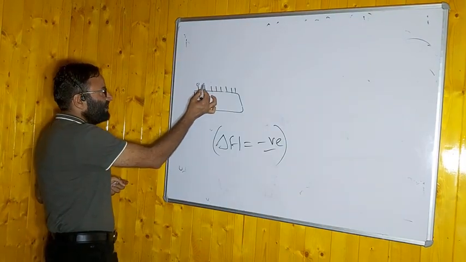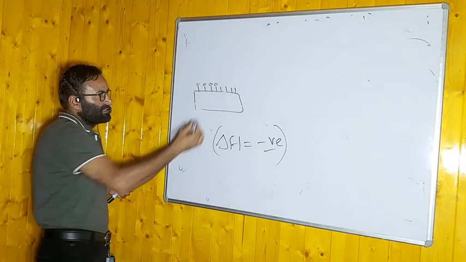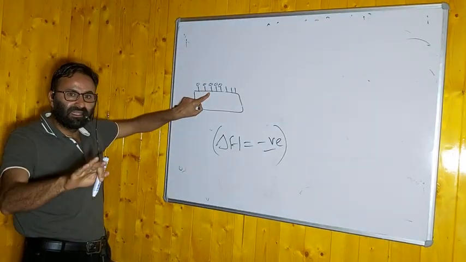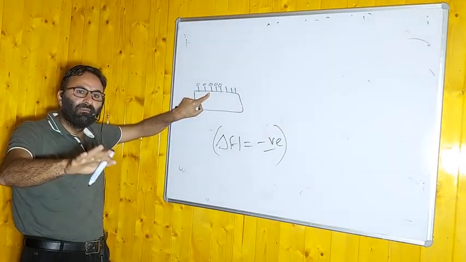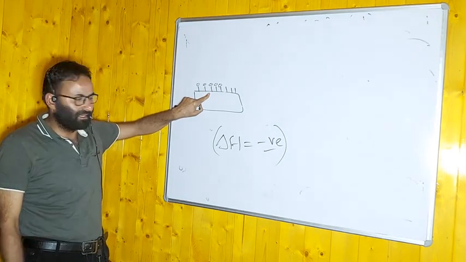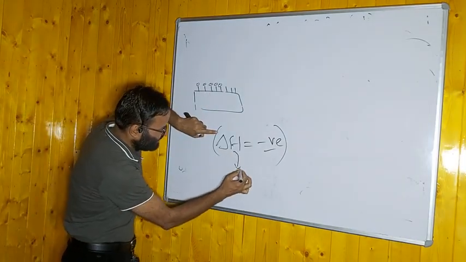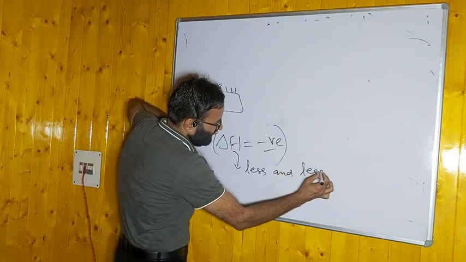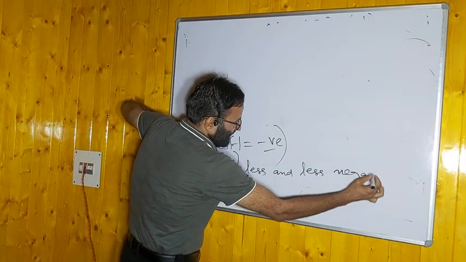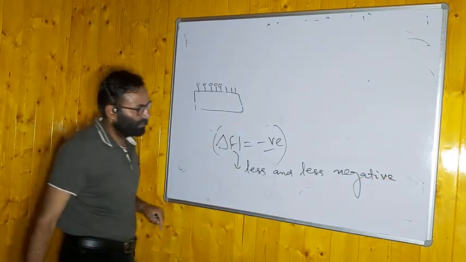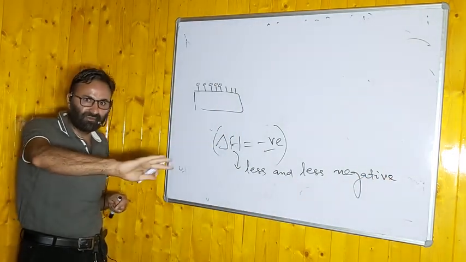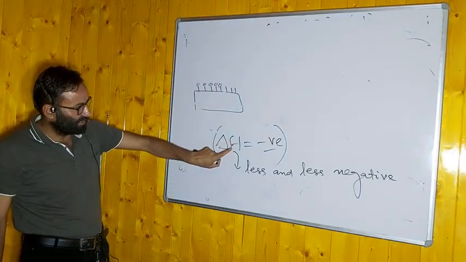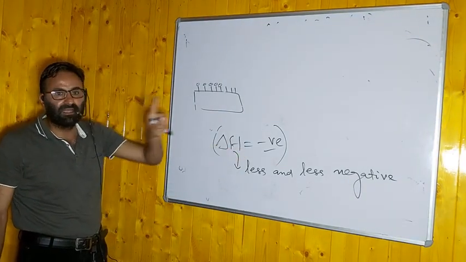When a tremendous amount of energy gets released, delta H will have a sufficiently high negative value. But as the adsorption process takes place, what happens, dear students? The energy releases, but to a smaller extent. It means that delta H will become less and less negative. During the adsorption process, delta H becomes less and less negative.